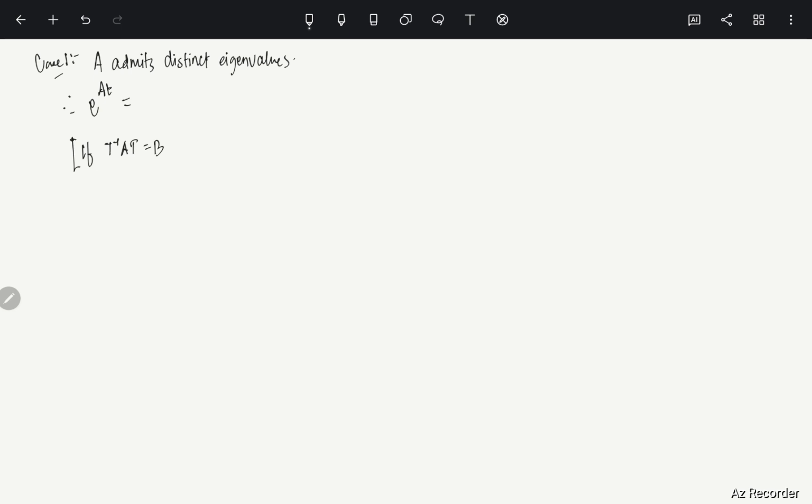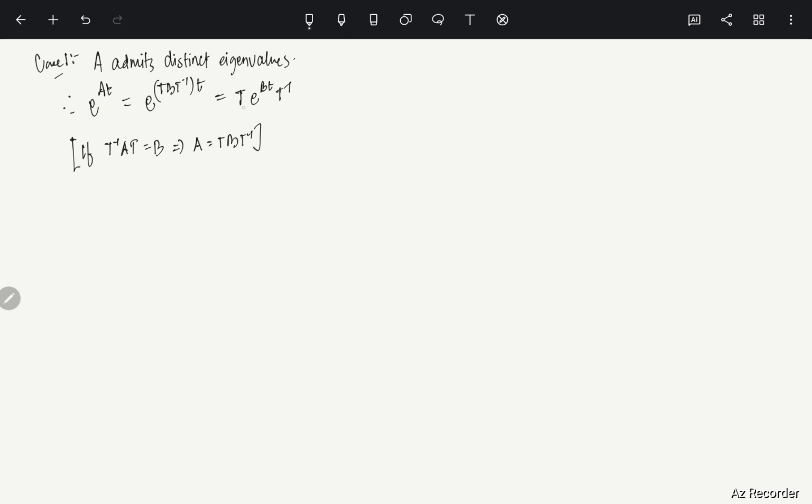So you see, therefore, e power At, how does it look like? If there is a T such that T inverse AT is B, where B is very much like a diagonal, almost diagonal, let's just put it this way. So you see, what is A? A is T B T inverse, right? And then what is e power At? It is nothing but e power T B T inverse times small t, right? And we know, when we were doing matrix exponential, we talked about this property of matrix exponential. It is nothing but T e power Bt T inverse. This is what we are going to get, right?